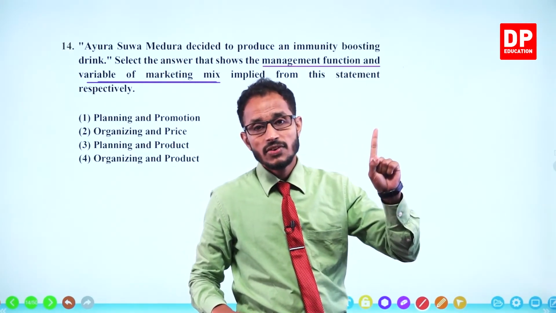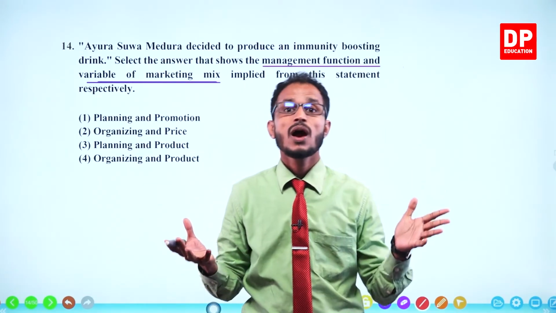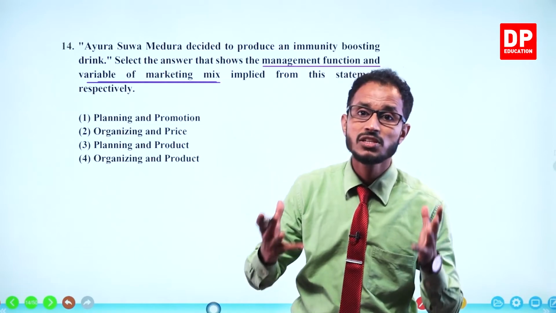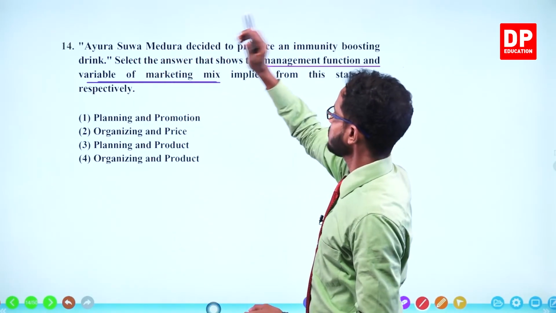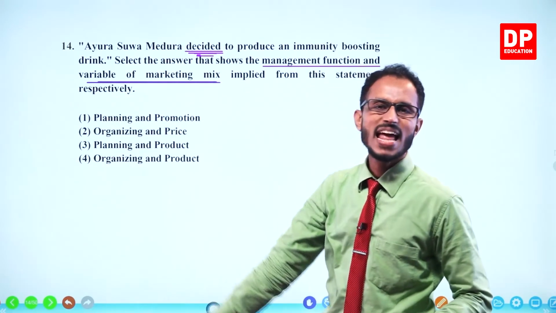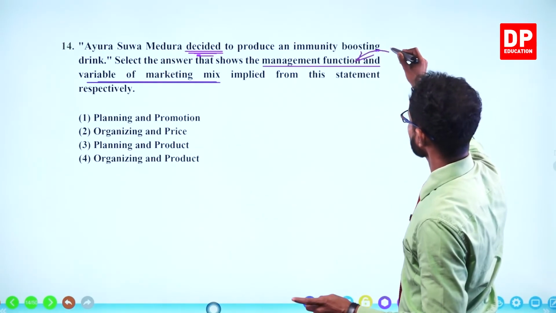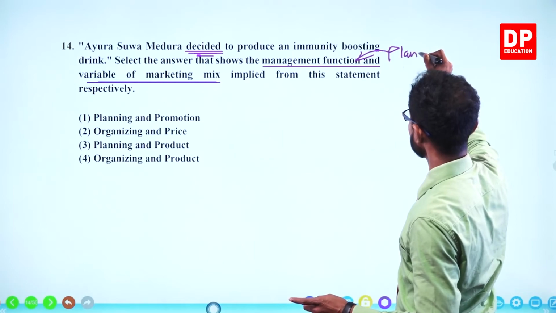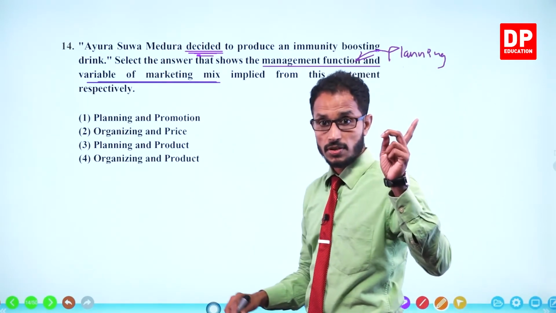Deciding is a keyword. Decided to is a keyword that you can use to identify the management function of planning. Here, Ayura Suva Madhura decided. See, they have decided. Decided means they have planned in management. The management function is planning, because this keyword is there.